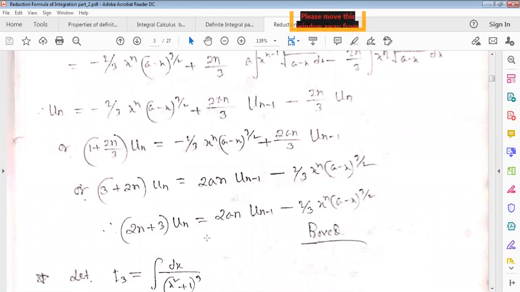Twice n plus 3 un equals to twice n un minus 1 minus 2 by 3 x to the power n a minus x to the power 3 by 2. This is the required proof.